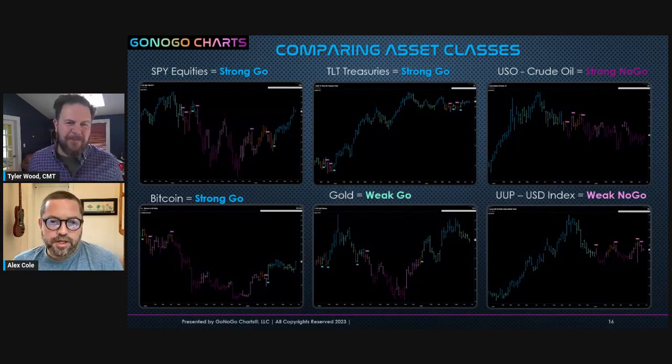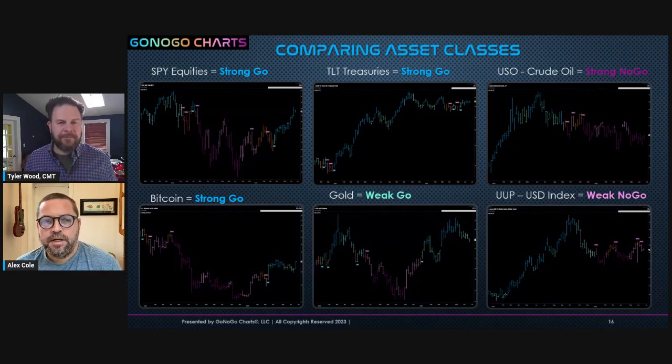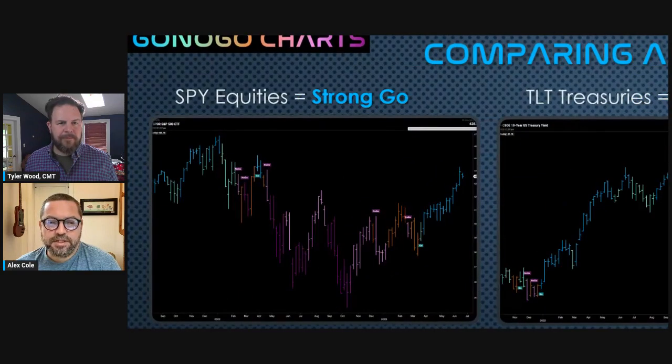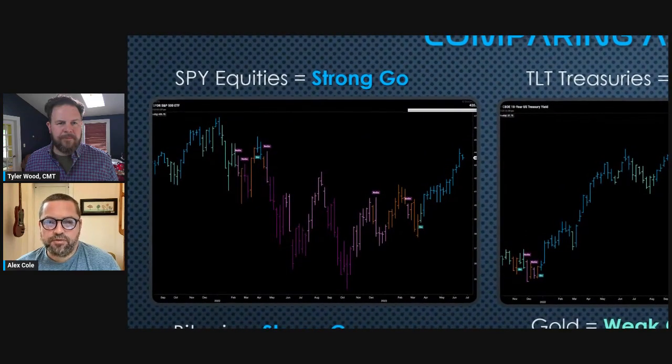Yeah, and like you said, you may not be directly investing in these markets, but with ETFs now, you certainly can get exposure to those markets in the equity world. But just as a quick going around the asset classes to give you a sense of that environment, you can see that equities right now, these are weekly charts, equities in a strong go.